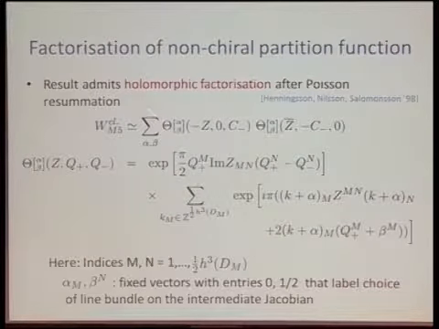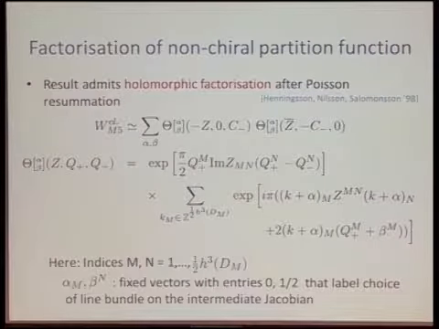For the result of this sum, you can use Poisson resummation and factorize it into a sum of products of theta functions, carried out by these people here. And these are the theta functions. They're labeled by these vectors alpha and beta. Alpha and beta are vectors of dimension 1/2 h3 of the divisor that the instanton is wrapped on, with entries 0 and 1/2. They label these choices of line bundle.